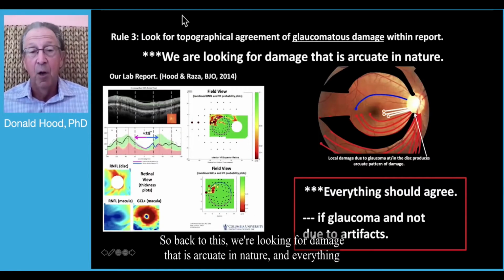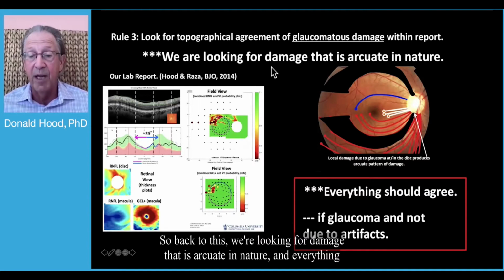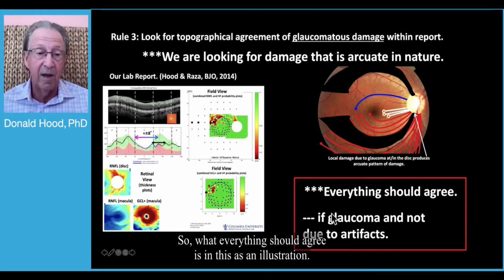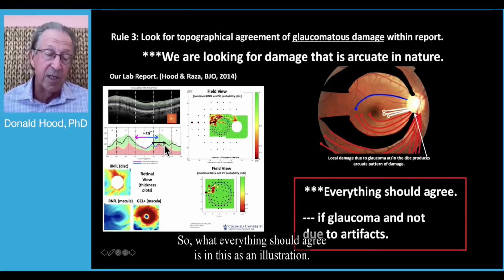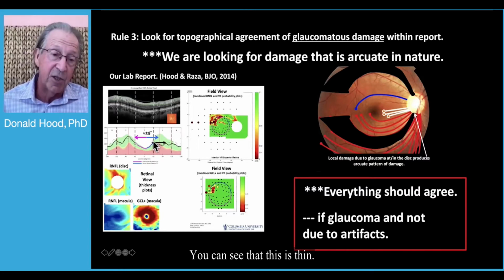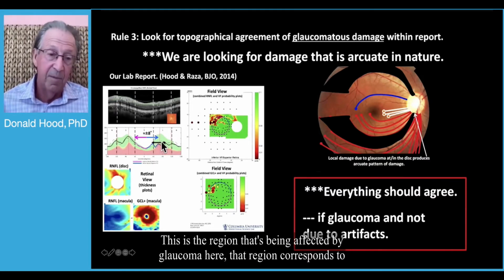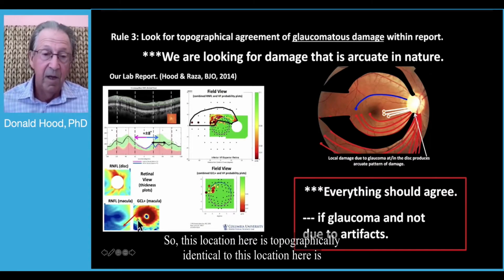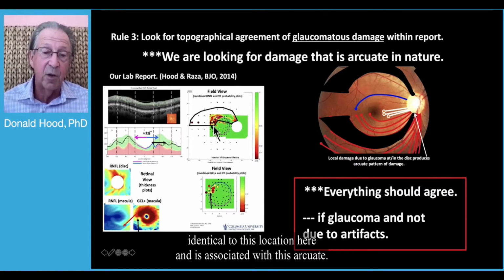Okay, so back to this. We're looking for damage that is arcuate in nature, and everything should agree if it's glaucoma and not an artifact. Let's use this as an illustration. You can see that this is thin. This is the region that's being affected by glaucoma here. Right? That region corresponds to this here and corresponds to an arcuate that looks something like that. So this location here is topographically identical to this location here, is identical to this location here, and is associated with this arcuate.